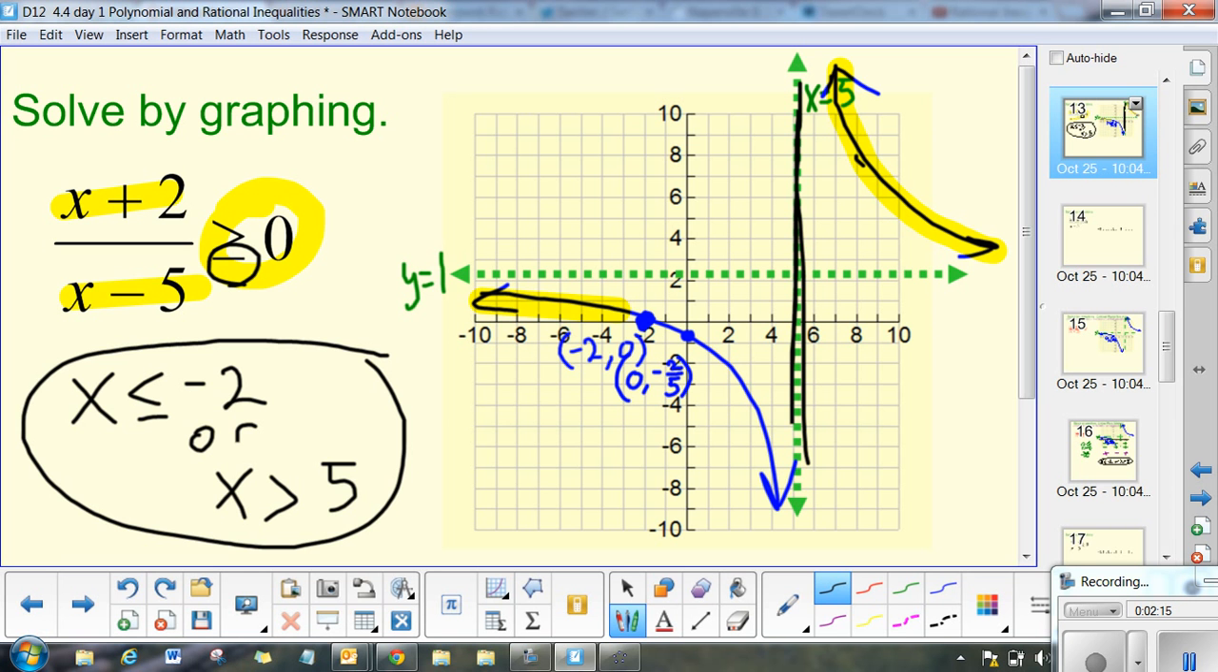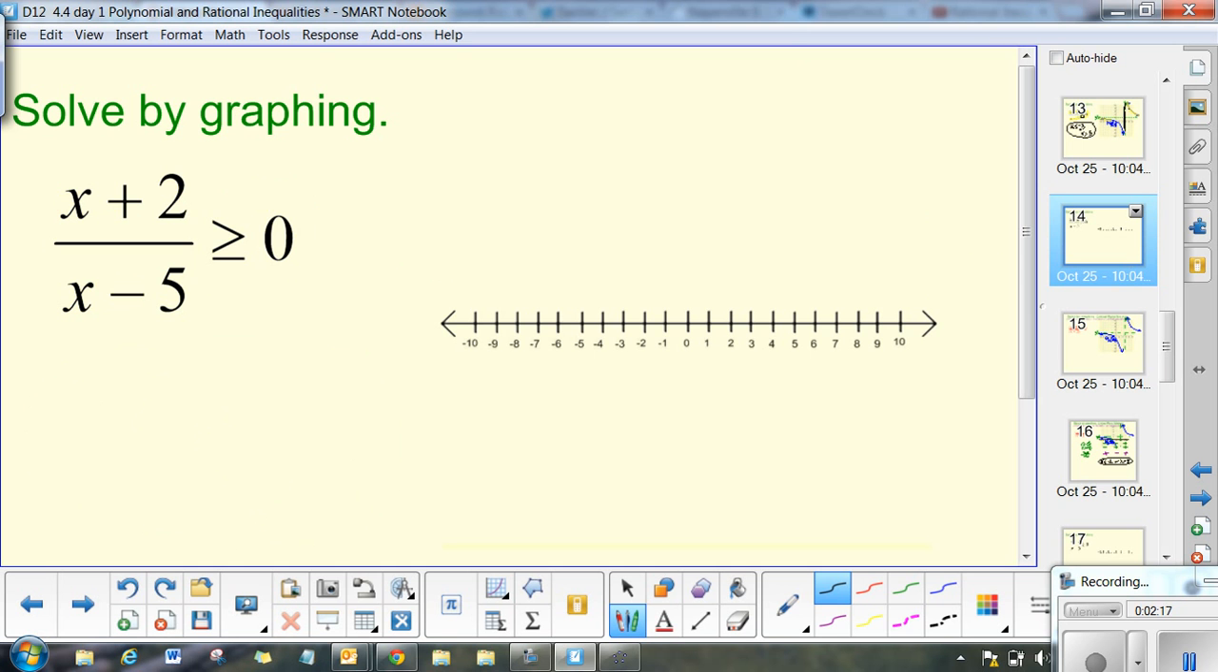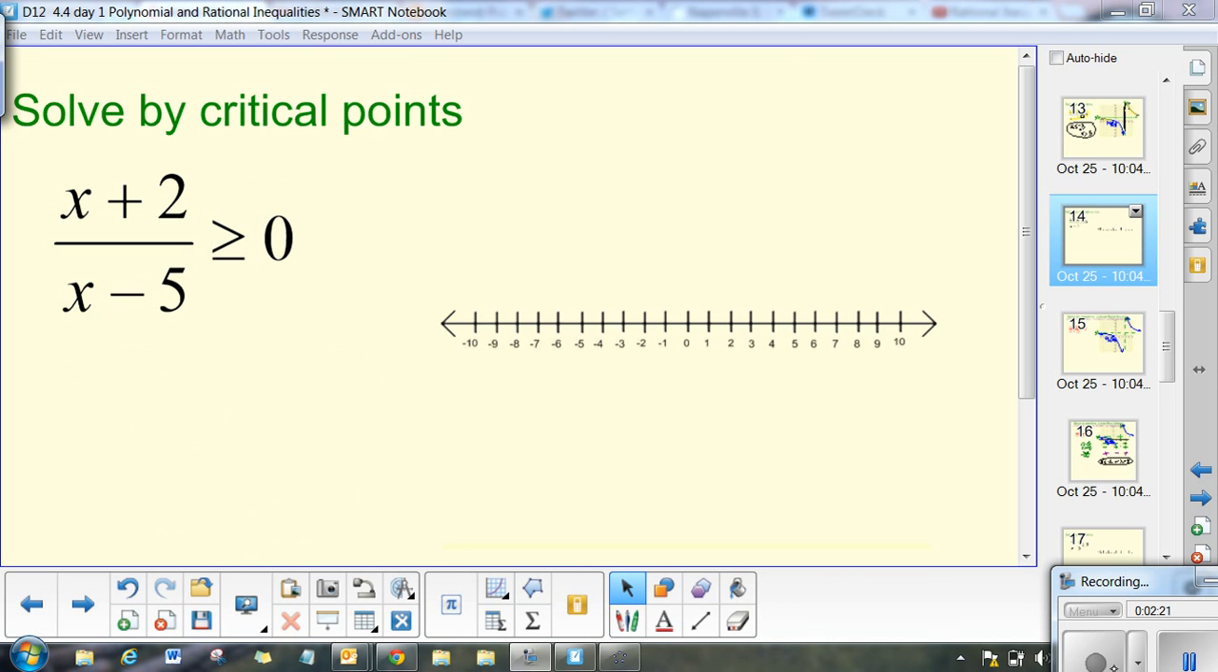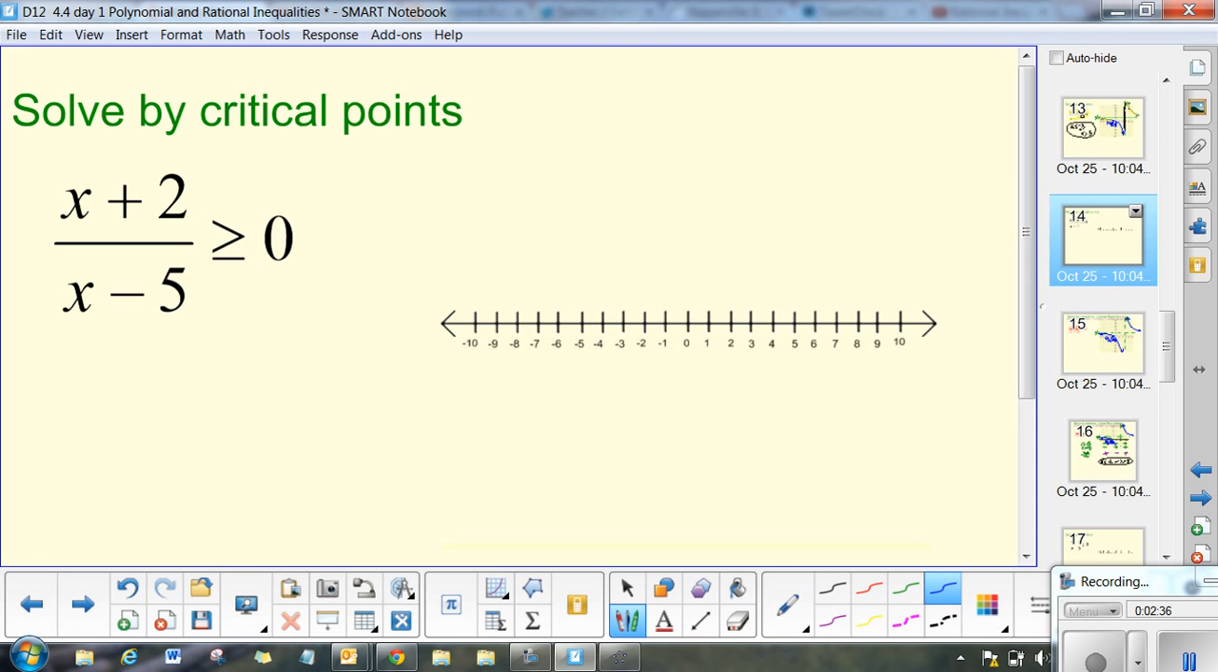Okay, so now let's use critical points. This is solved by critical points. Critical points are simply any x-intercept or any vertical asymptote. So our critical points here are 5 and -2. There's our x-intercept, there's our vertical asymptote.